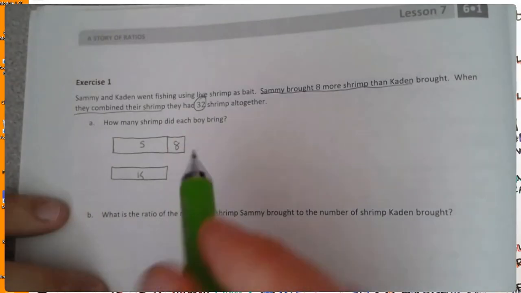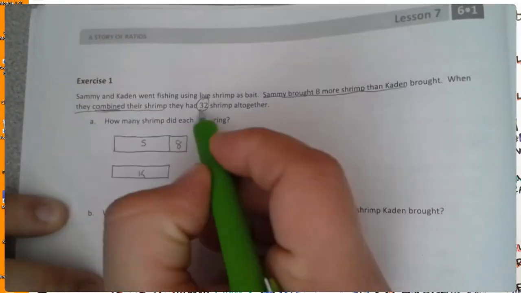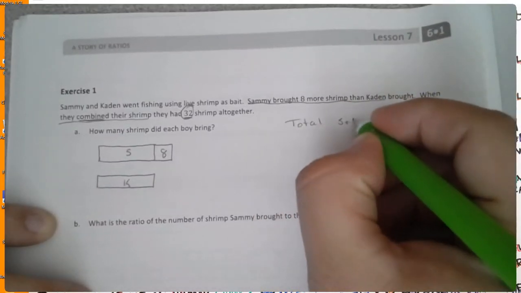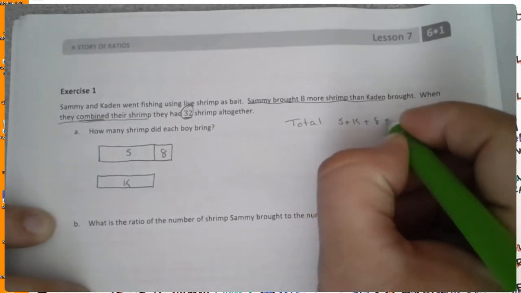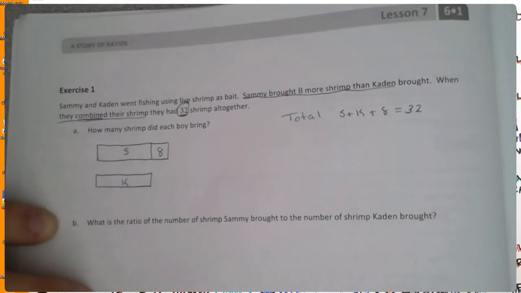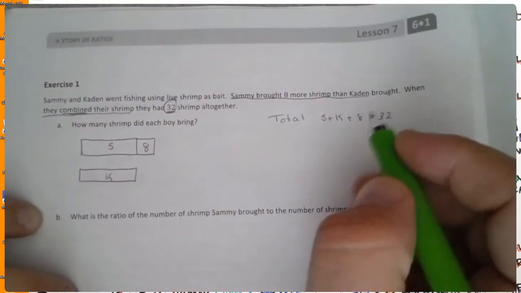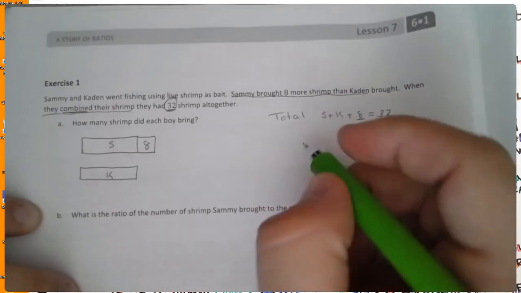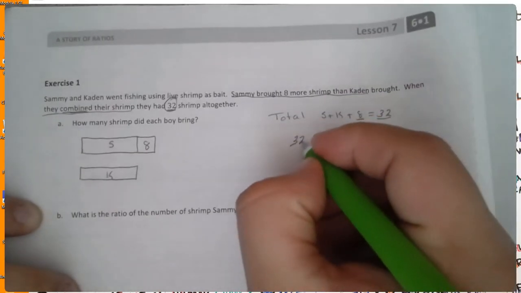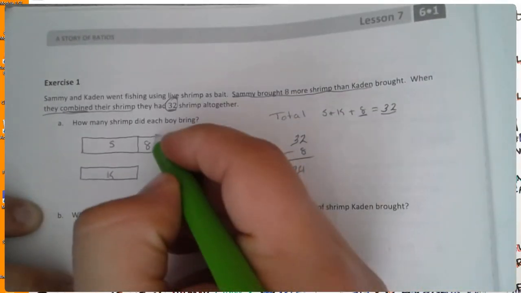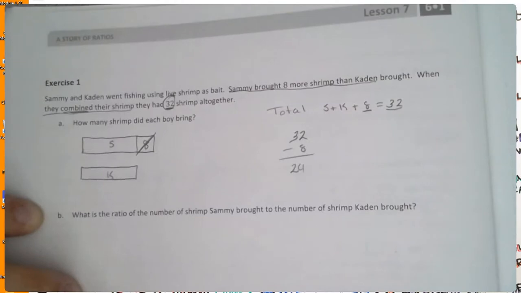But we know at the very end their combined shrimp was 32. So altogether the total of Sammy plus Caden plus the extra 8 shrimp was going to be 32 shrimp. Okay. So Sammy plus Caden plus that 8 extra was 32. So what we can do is we can take 32 and subtract the 8 extra shrimp that we got from Sammy. So 32 minus 8 gives me 24 shrimp. So now we've taken care of that 8 extra shrimp that Sammy brought with him.